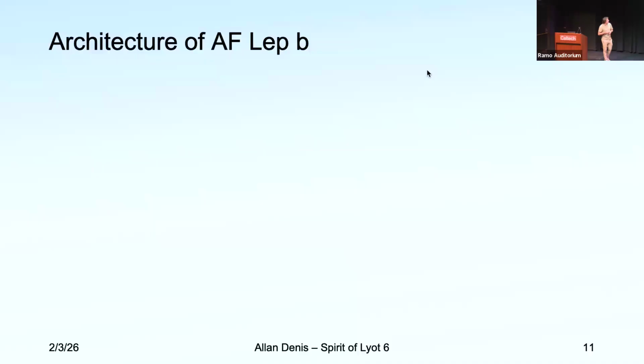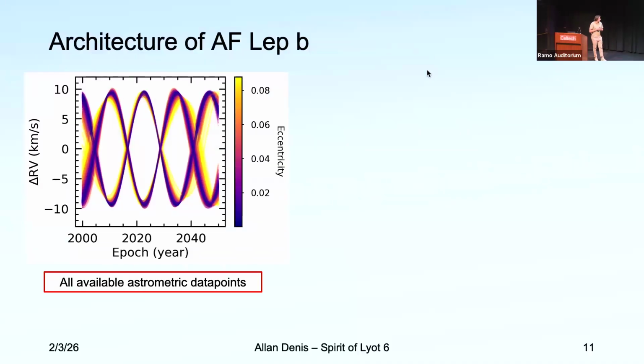So we can tell something about the architecture of the planet. If you use only the available astrometric data points, we have two families of orbit, depending on the radial velocity of the planet at a given epoch. These two families arise because the astrometry only gives us information about the sky-projected orbit of the planet, but doesn't give us any information about the third dimension, which is whether the planet is getting away from us or getting toward us.